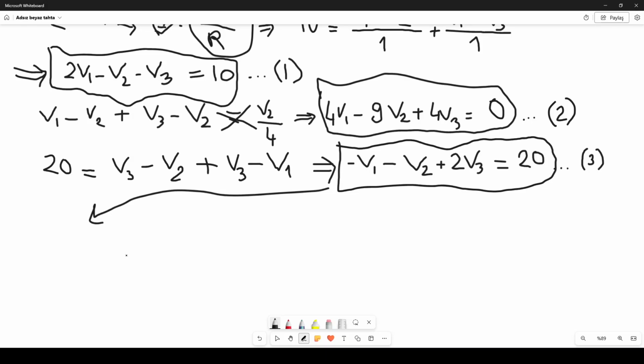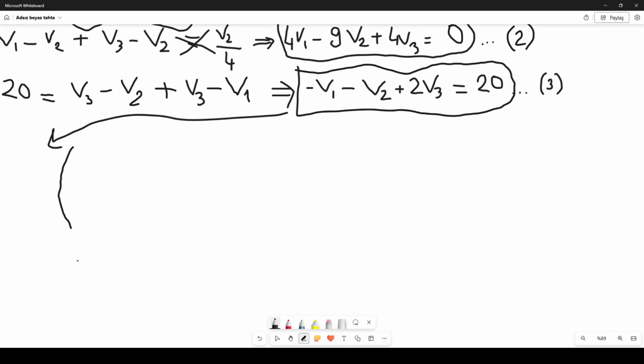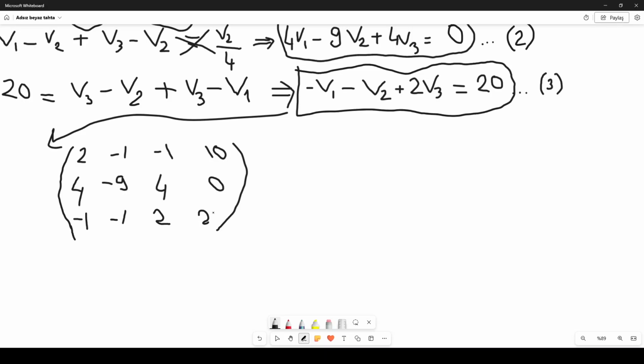Well, first of all, if I prefer applying the Gaussian elimination method, then I just write the augmented matrix form here. So let's put the coefficients 2, minus 1, minus 1, and 10 for the first equation. And for the second equation, what we have here is 4, minus 9, 4, and 0, right? And for the third equation, we put coefficients here, minus 1, minus 1, 2, and 20. Okay, this is the augmented matrix form, right? As we all are familiar with.